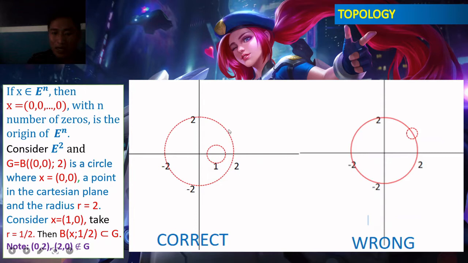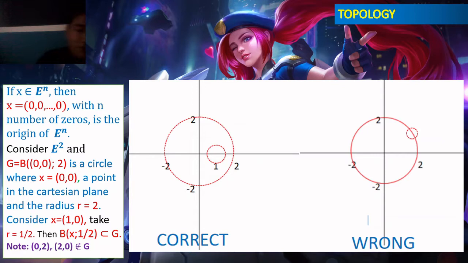Points in the circle. So (0, 0) is the center, and the radius is 2. A point in the Cartesian plane, (0, 0), and radius r equals 2. So consider x equals (1, 0).